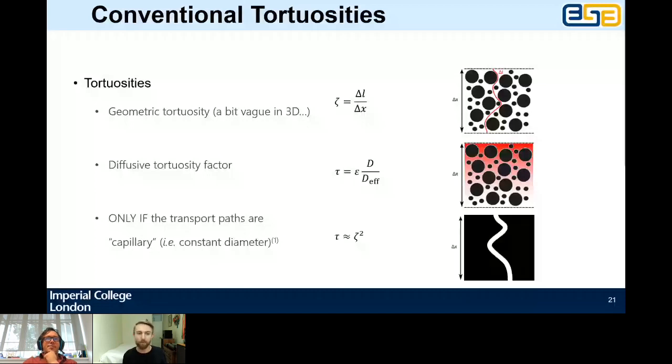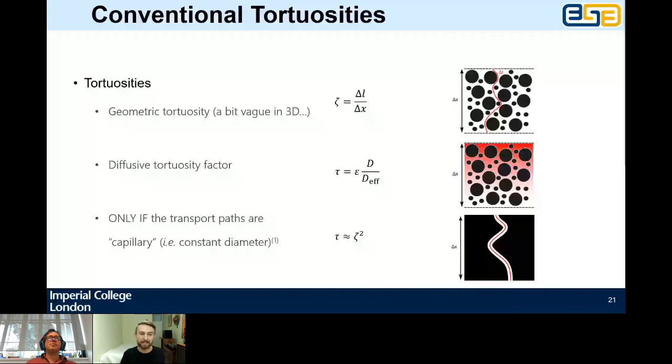And to add more confusion to the mix, there are some scenarios where those first two definitions are mathematically related, and that is only for what we refer to as capillary pores. So systems where the cross-sectional area of the pore normal to the mean direction of flow is constant, so a nice capillary path. And in that case, they are related to each other. But that's basically not relevant to any real microstructure system that we see. So this relationship and tau squared and all of this should probably be ignored.